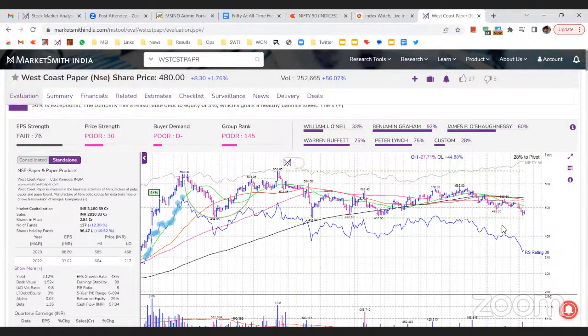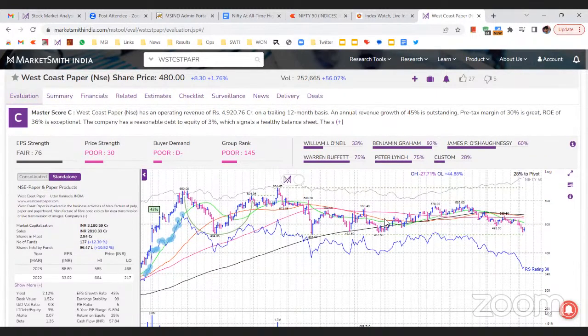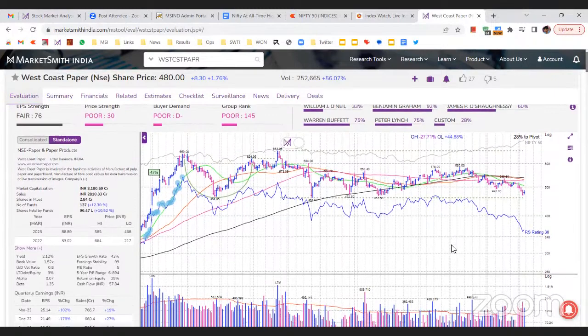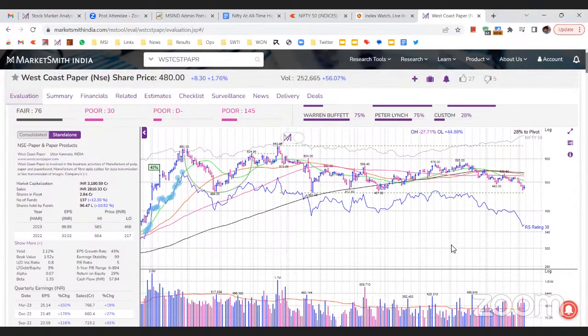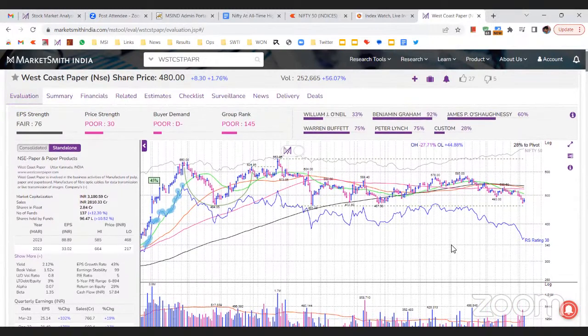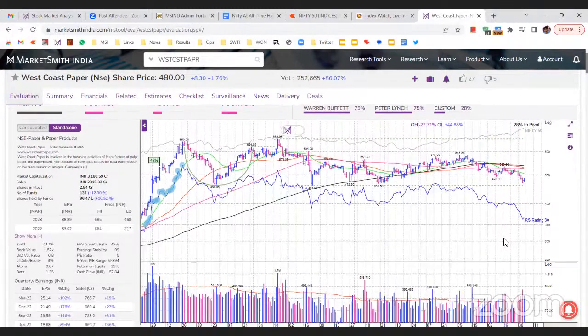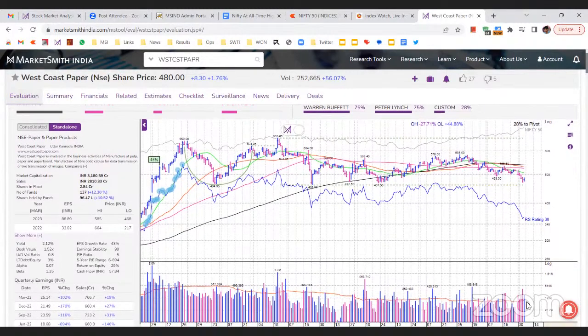Currently, there is no major support for the stock. The 460 to 470 level might act as slight support, but those levels are very tricky. There is no key moving average, and mostly key moving averages give good support, but those levels have been breached. Definitely avoid at this particular point. RS rating is in the lowest category, nearly 30. Buyer demand is also very poor, mostly because big red candles are seen more often than the blue candles.